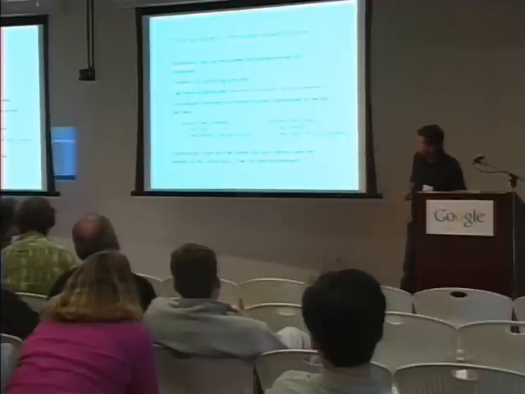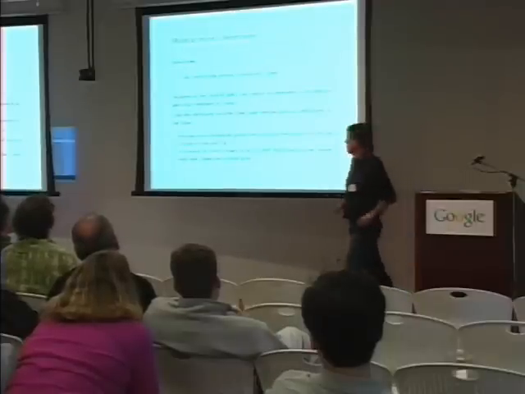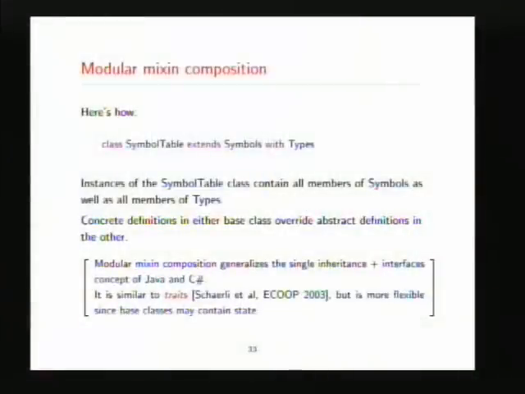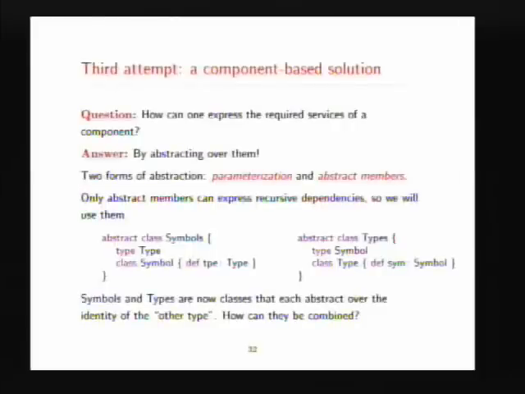So how do you combine them? Well, here's how. You write a symbol table and say, extend symbols with types. So that's the mixin composition we have in Scala. You can just take arbitrary classes that you define as traits, and you mix them in together. And what happens when you mix them in is that anything which is concrete will replace anything that's abstract in all the other participants. So if you go back, because there's an abstract member of type, but there's a concrete one here, the mixin composition will have this member. So there will be a relinking.